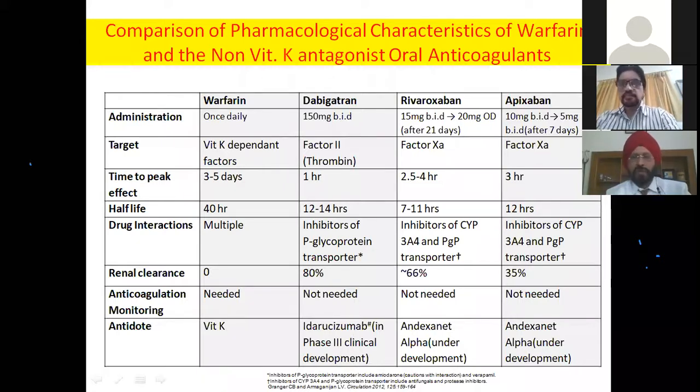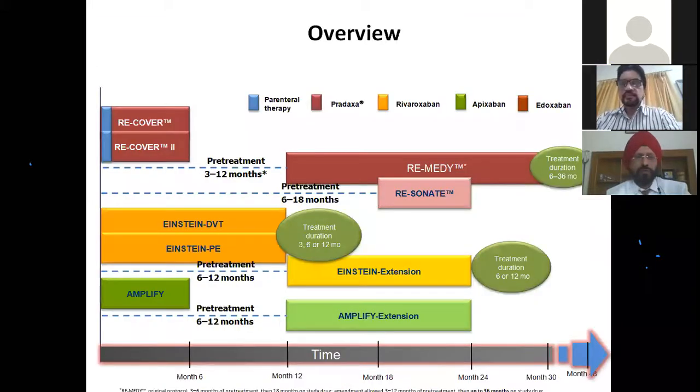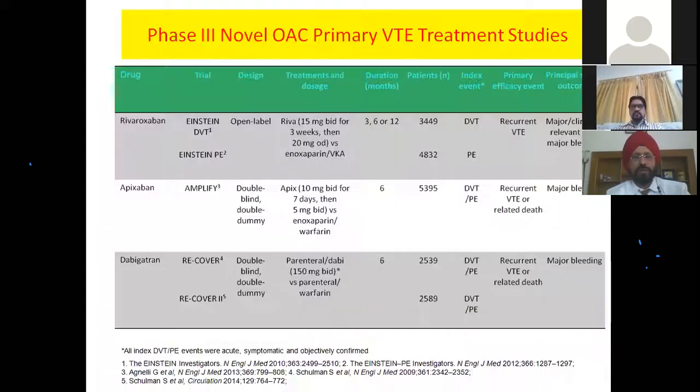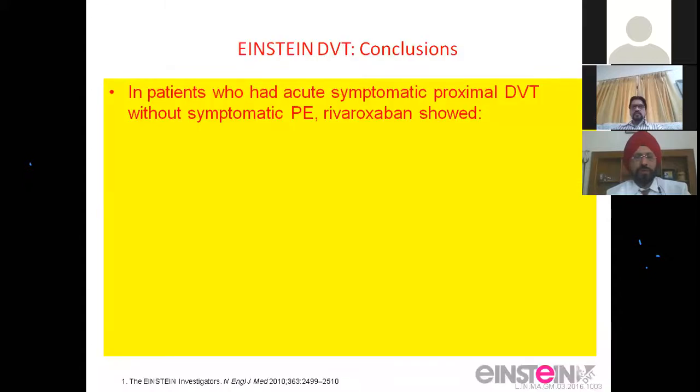Now the various trials, just touching an overview of the novel anticoagulants versus the vitamin K antagonists. So brown is Pradaxa, dabigatran, that is the RECOVER trial. Rivaroxaban is yellow, that is Einstein DVT and Einstein PE trial. Green is apixaban. So these are the trials which have shown us very clearly that the novel anticoagulants work much better than what we were using previously. So there is no question about that. They are now the standard of care.